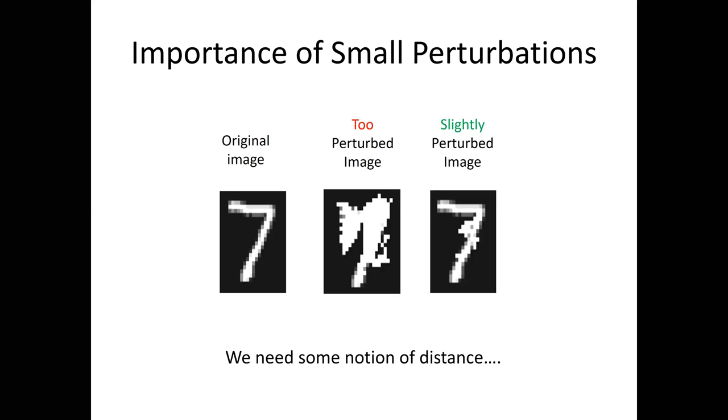So the fundamental problem here is that we would like to perturb the original image, or the original point. It could be an image, could be an audio wave, could be something else. Perturb it, but only within some distance. We don't want to perturb it too much, let's say. So we need some notion of distance. We need some way to capture distance between points, between inputs.